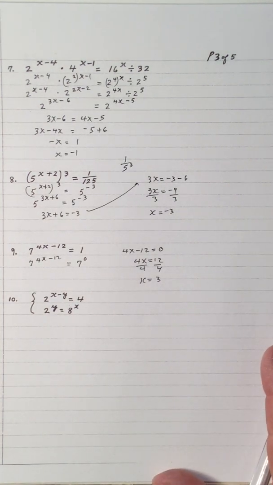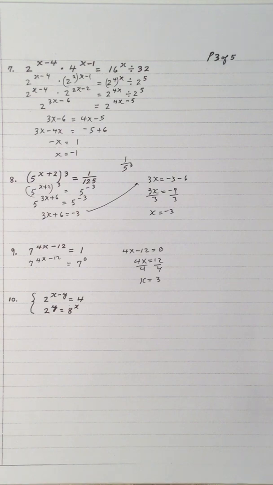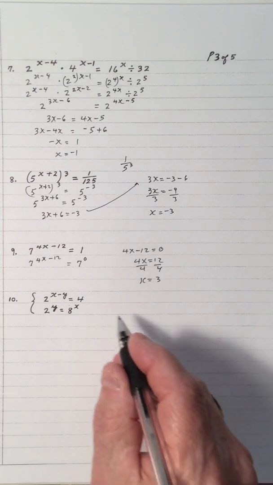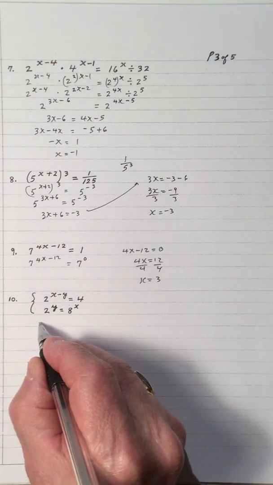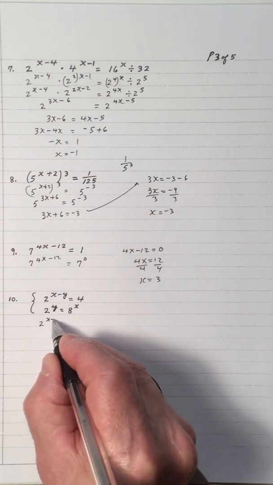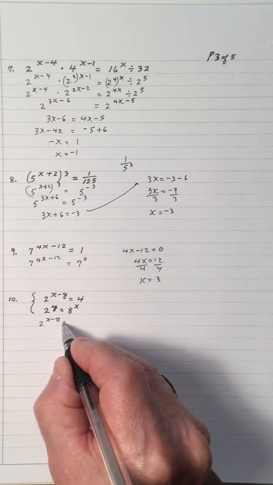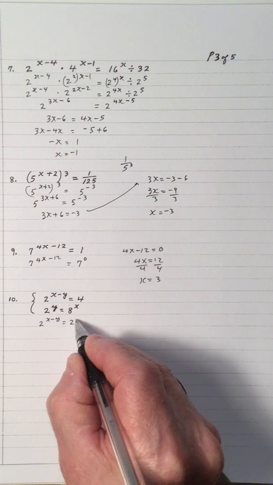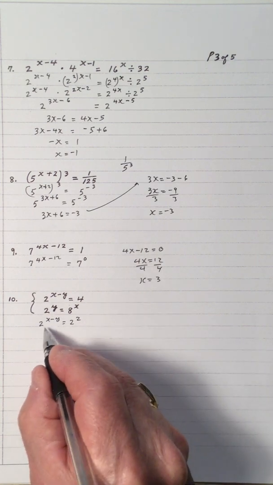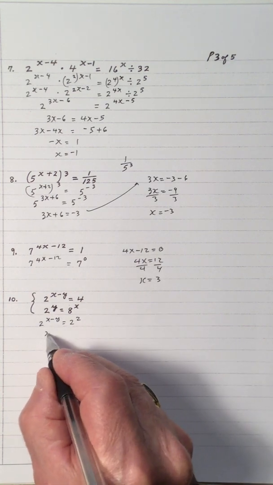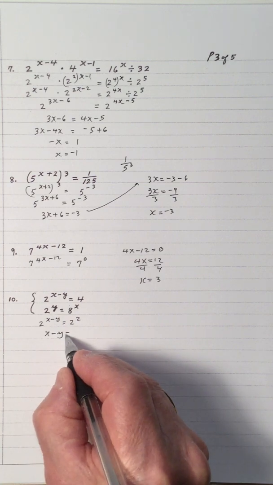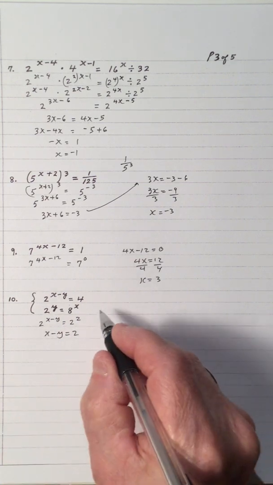And number 10 I have here is a little bit different. Notice I have two variables. So let's go with the first equation, 2 to the x minus y. 2 is a base, so 4 is 2 squared. That means that they're the same bases. That means x minus y is equal to 2.